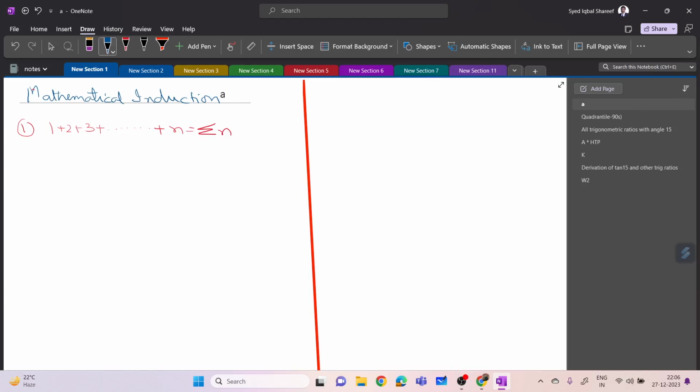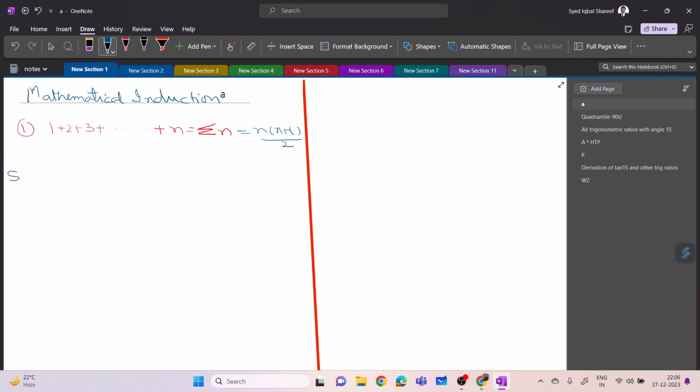Today we'll discuss mathematical induction. We will use mathematical induction to prove the statement 1 plus 2 plus 3 and so on up to n is sigma n, which is equal to n into n plus 1 by 2.